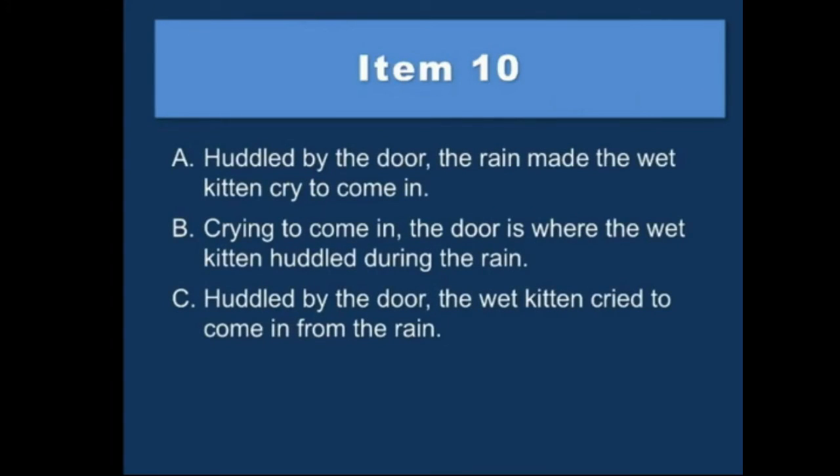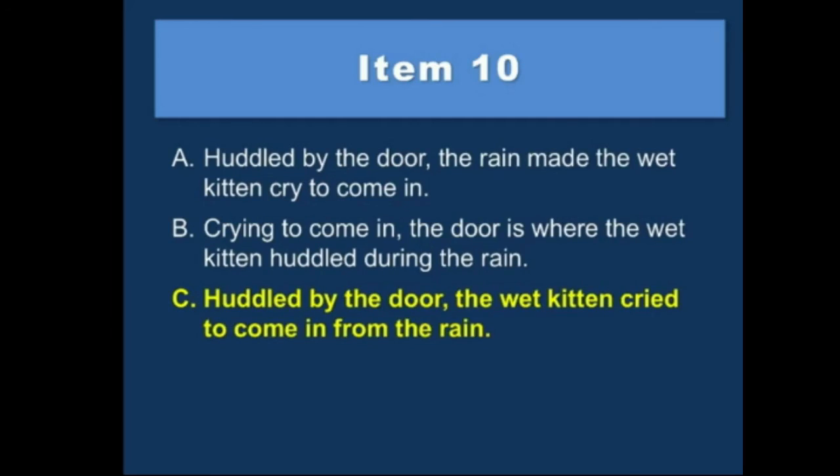Item 10. Which has the correct modifier? A. Huddled by the door, the rain made the wet kitten cry to come in. B. Crying to come in, the door is where the wet kitten huddled during the rain. C. Huddled by the door, the wet kitten cried to come in from the rain. Letter C is the correct answer. The wet kitten is huddled by the door.